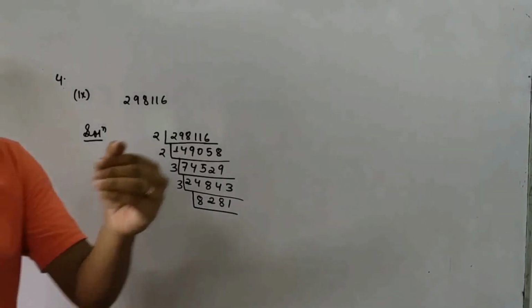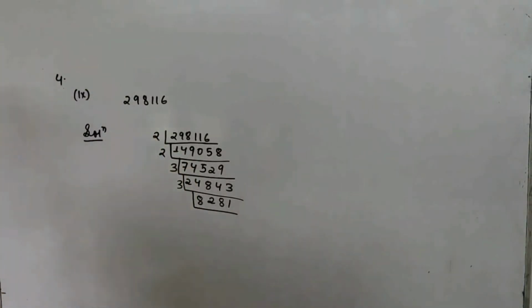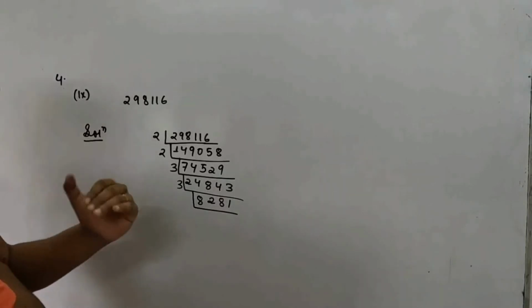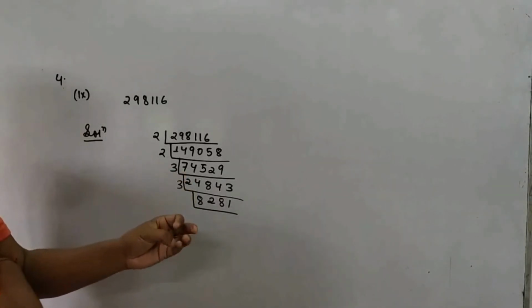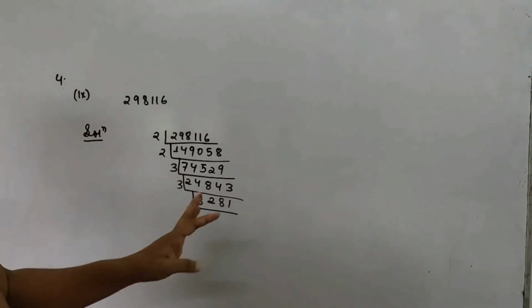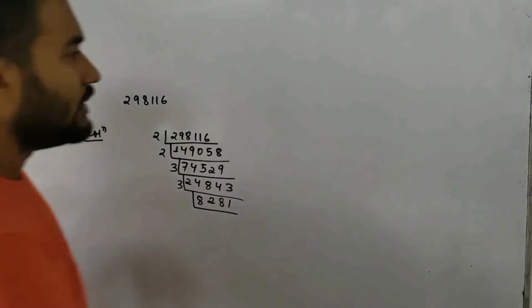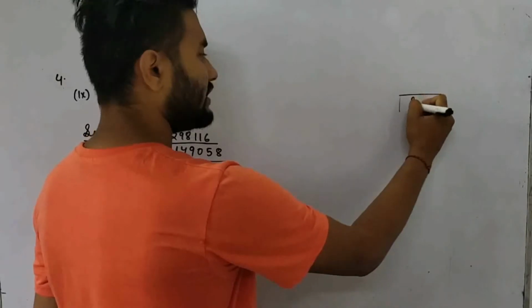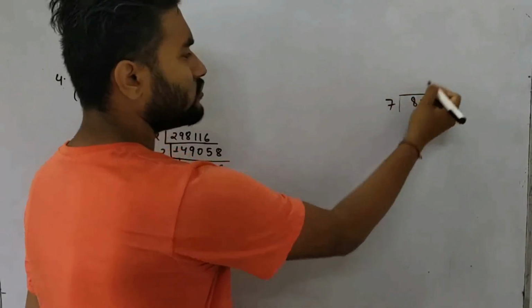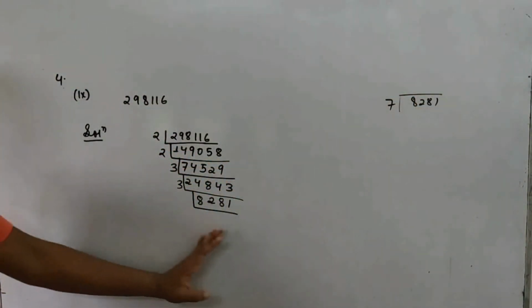So the next prime number is what? 7. So let me check by 7. 7 1s are 7, 8, 12, 7 7s are 49, 58, 7 8s are 56, 57, 21, 3 7s are 21. Yes, it is divisible by 7. So you check by 7. If you want, you can check like that also, dividing it. Like this also you can check by 7, but try to check with the shortcut only.